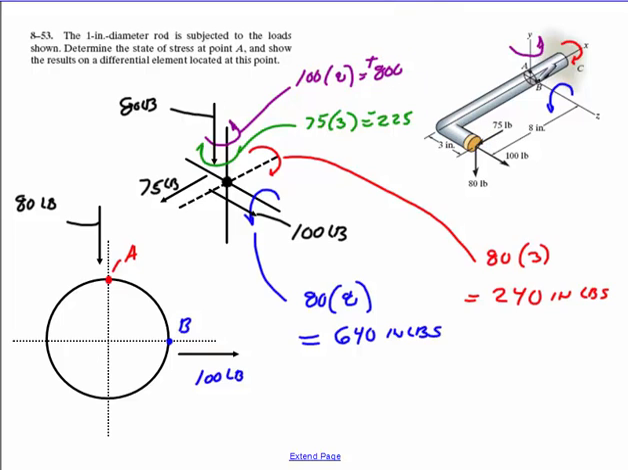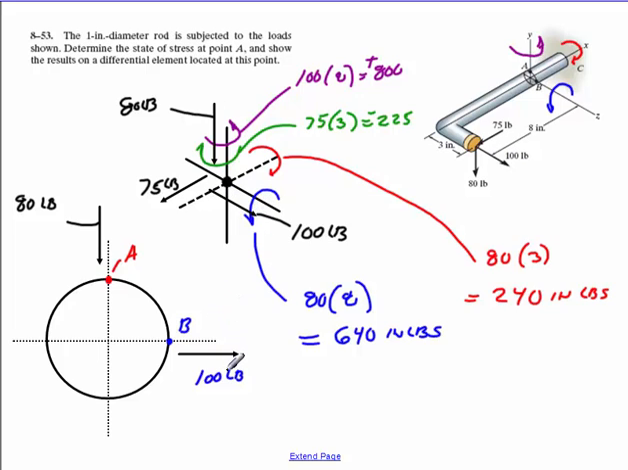So again, first thing, just clarify all the moments, make sure you draw all those, and make sure you look at all different possibilities. Now if I look at A, I have 75 pounds coming out. That's going to cause a tension force here. That's just going to be a P over A type force. You have 80 pounds coming down here. That's going to create a shear force across here. You have 100 going to the right. That's going to also cause a shear force across here.